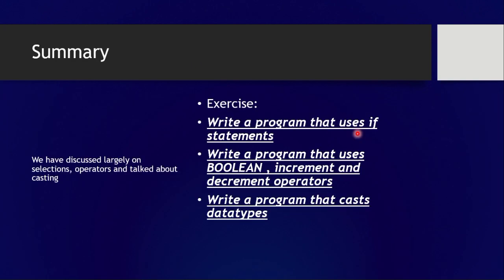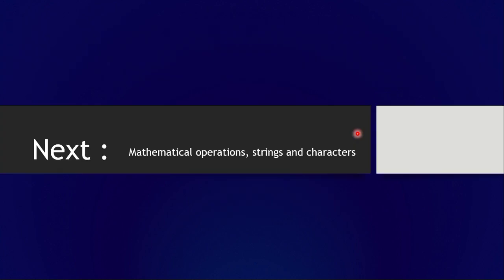So that's a summary of everything we have discussed, largely on selections, operators, and casting. My exercise for you in this video is to write a program that uses if statements, and also a program that uses switch statements. Also write a program that uses Boolean, increment, and decrement operators, and write a program that casts data types. Alright, so with that being said, I think our next video is going to be mathematical operations, strings, and characters.